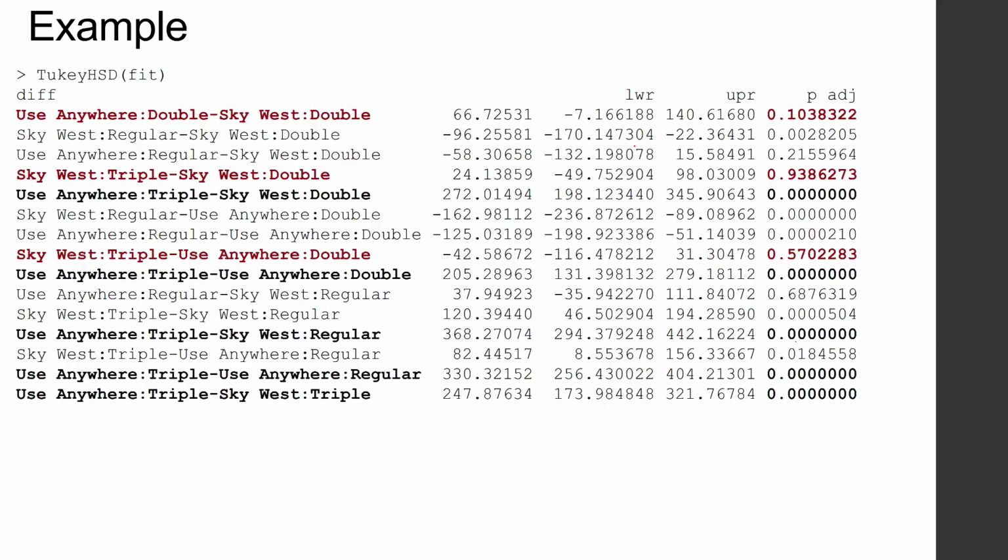All right, so I did a Tukey's HSD of my fitted model, and I looked at all the pairwise comparisons. And now we have interactions. So we have to look at Use Anywhere coupled with double minus SkyWest coupled with double. We had to look at all the pairwise comparisons with all of the terms that interact with each other. So I put these in garnet because we're going to talk about those in just a second. And then I put the other ones, another couple comparisons, in just black bold because I'm going to talk about those separately.